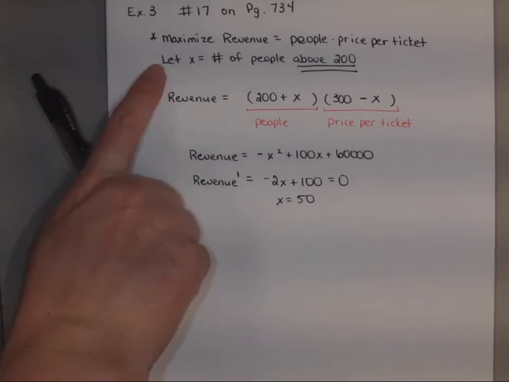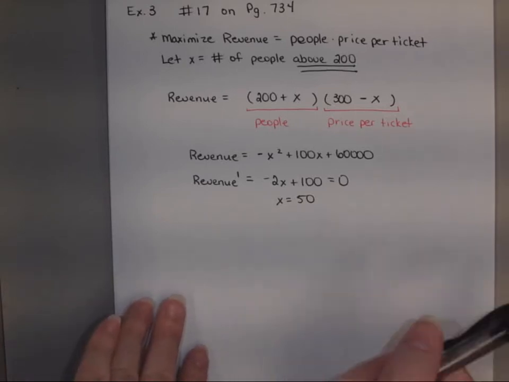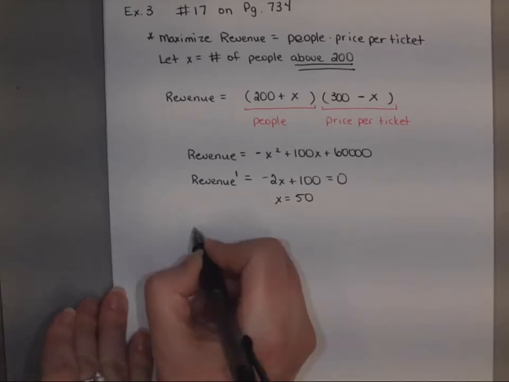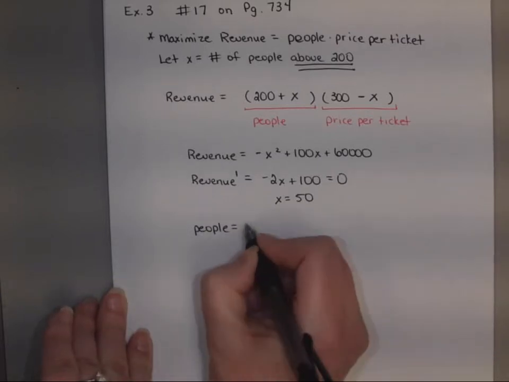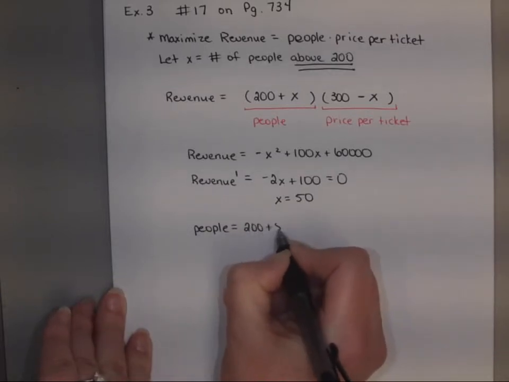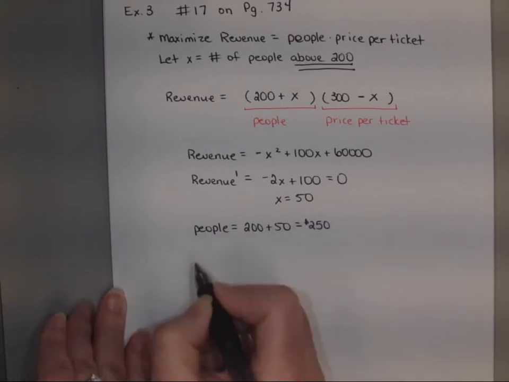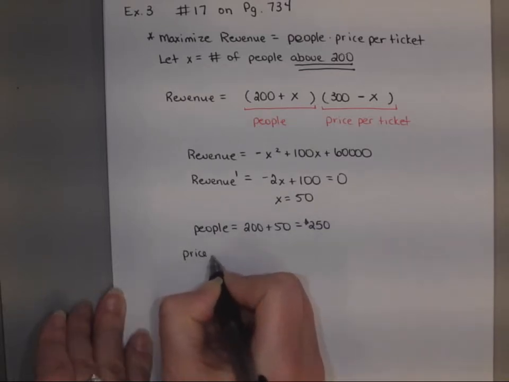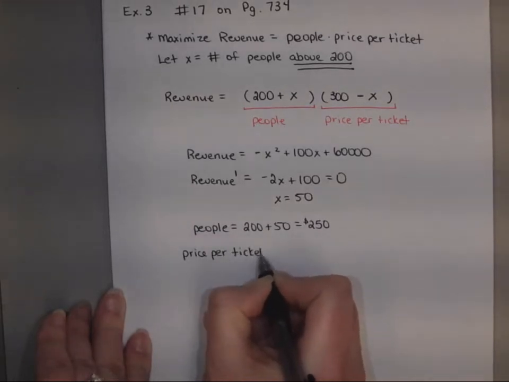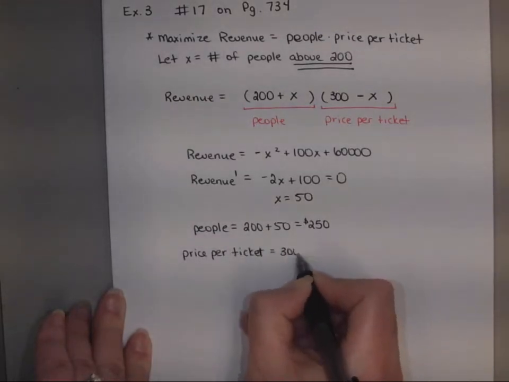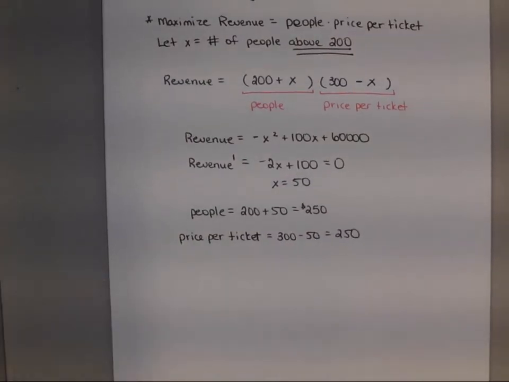No, because 50 represented what? How many people above 200, right? So let's use that to figure out how many people there are versus how many, what are we charging per ticket? So what would people be? 200 plus an extra 50, so it would be 250. Okay. What about price per ticket? So 300 minus 50? Yeah. So it's going to be 300 minus 50, which is also 250.